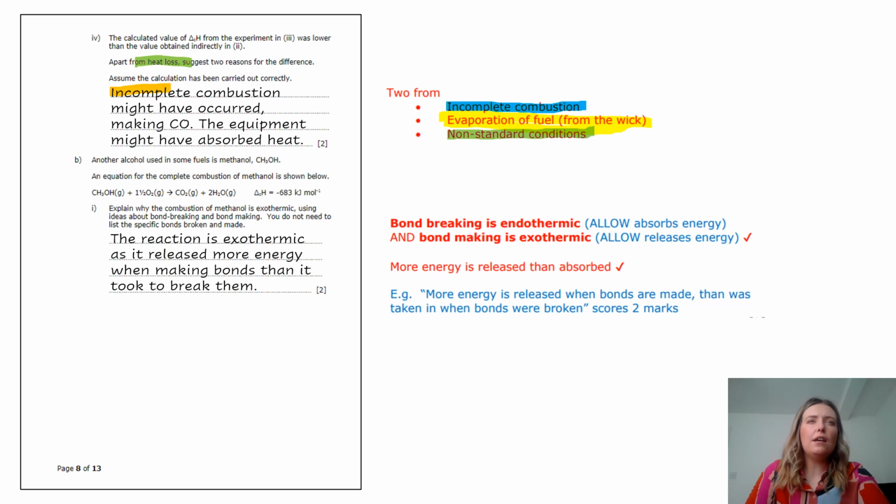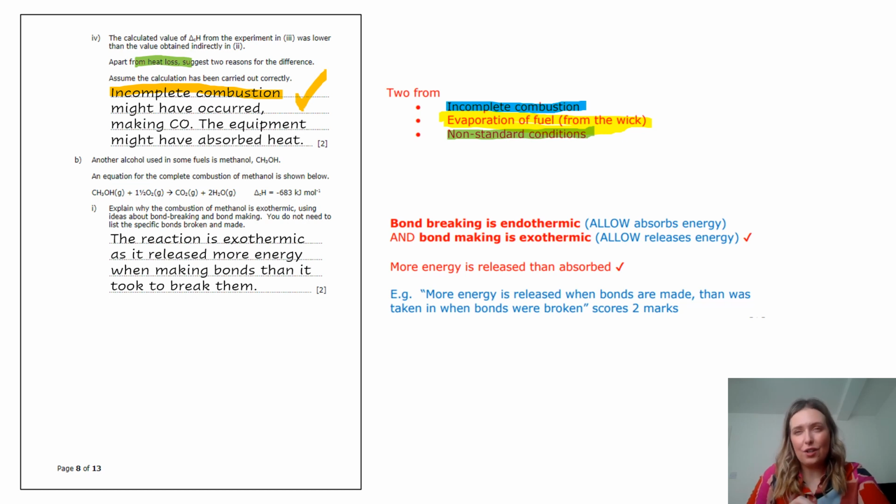So my student says incomplete combustion, and also about the equipment absorbing heat. Unfortunately, this is heat loss, but they do get a mark for incomplete combustion. So that's good news. The next question asks you about a different fuel, methanol, and it asks in terms of bond breaking and bond making, why this is an exothermic reaction.